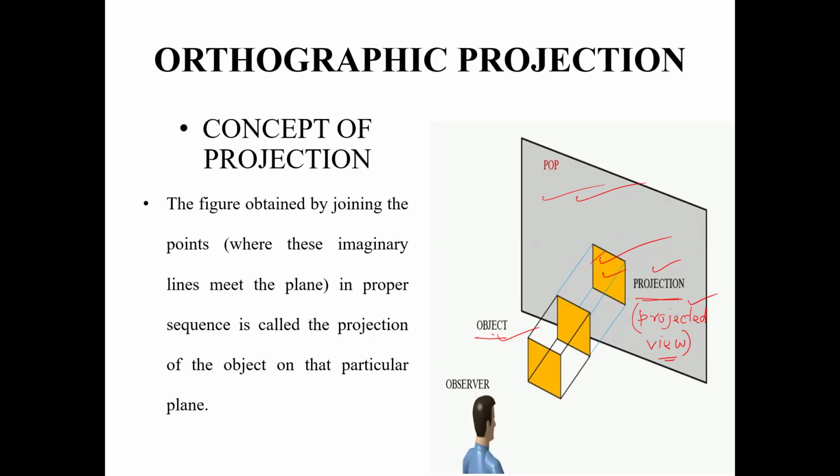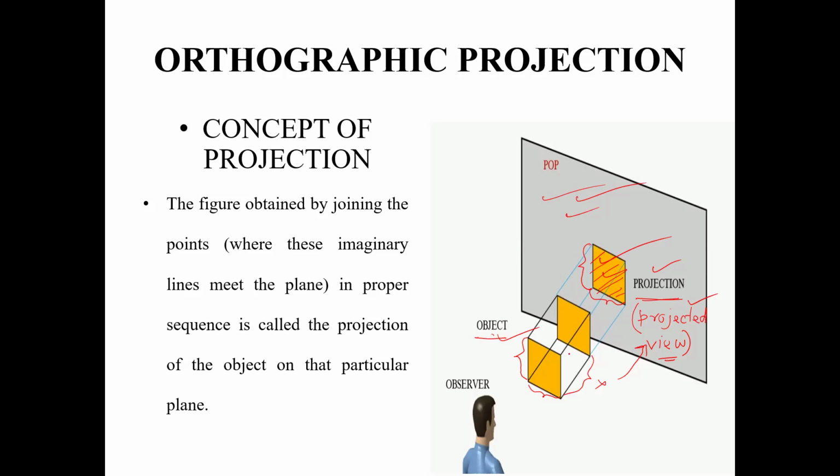What is the importance of this projected view? This projected view will give us some details about the shape and size of this object. For example, if we want to know what this dimension of the object is, we can extract that from this part of the projected view. Again, if we want to know what this dimension is, that also we can extract from this projected view. But if someone asks what this dimension of the object is, this we cannot extract from this projected view of the object on this plane.